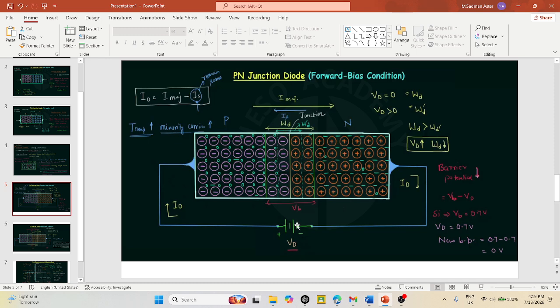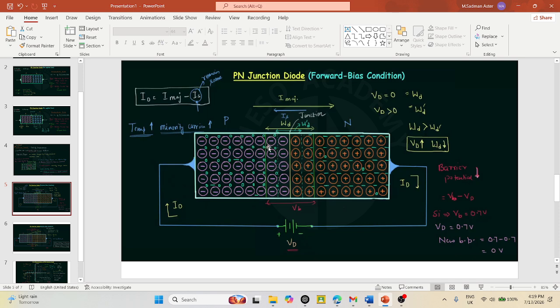So, by applying much more forward bias potential, we get a current due to the flow of majority charge carriers through the p-n junction. Also, we know that in both p-type and n-type semiconductors, there exist minority charge carriers. In n-type semiconductor, the minority charge carriers are holes, and in p-type semiconductor, the minority charge carriers are electrons.